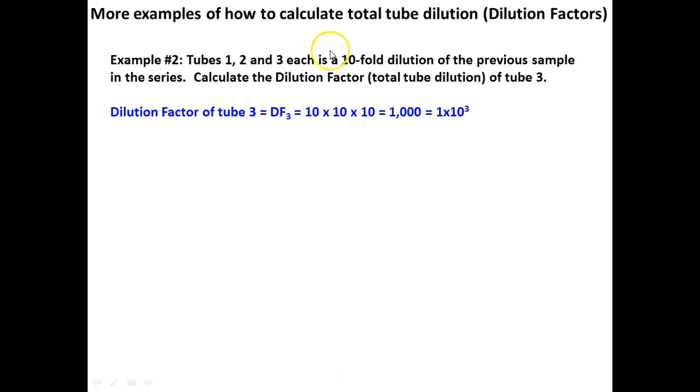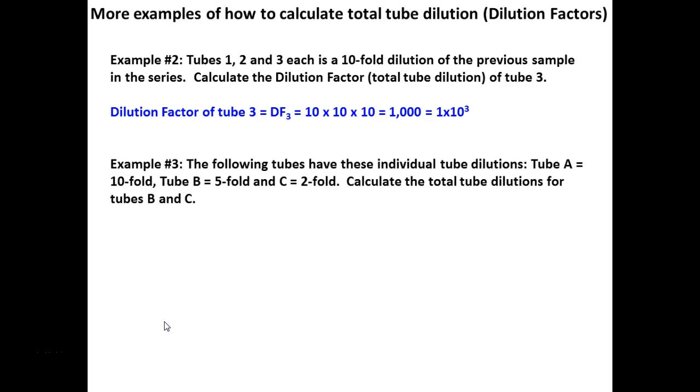So the third tube is now 10 times as well. So it's 10 times 10 times 10 to get to that tube 3. Tube 1 is 10 times diluted. Tube 2 is 100 times diluted. And since we're doing another 10-fold, your last tube is 1,000 times in this example. If you did the same dilution over and over, it's just going to increase by a factor of 10.